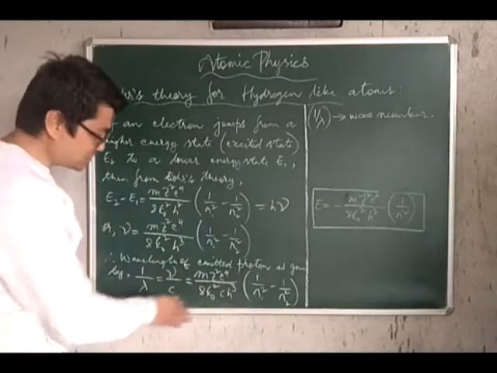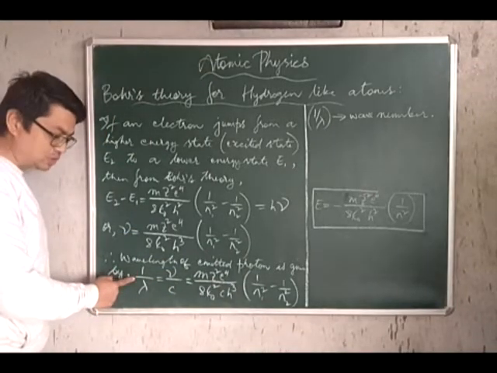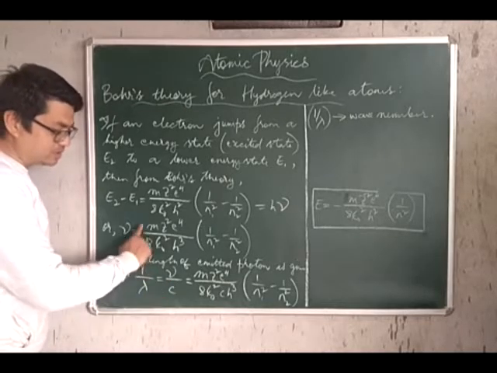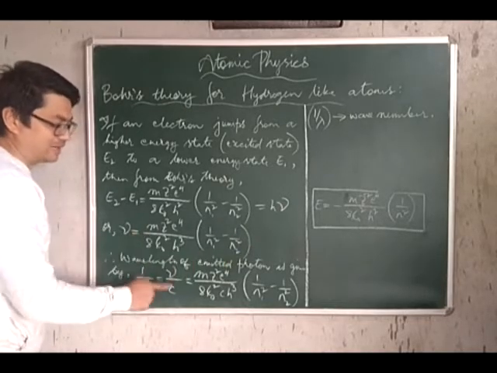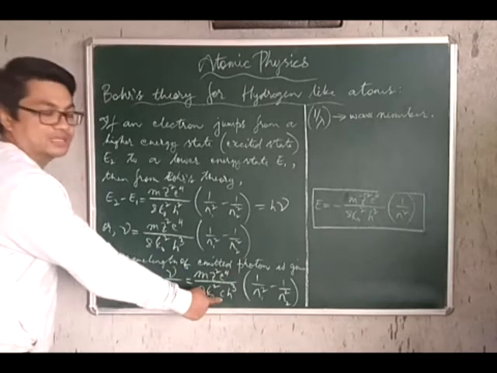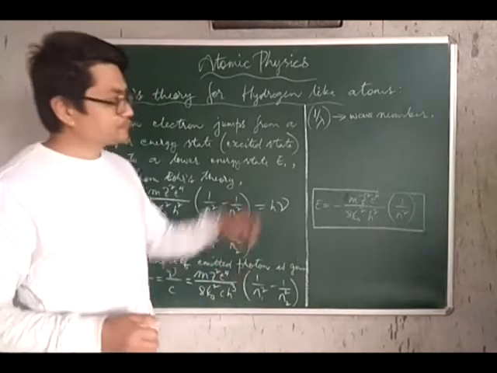So the expression for the wavelength can be written as 1 by lambda. This is the inverse of wavelength, to be more precise. So 1 by lambda is nu by c, which is this whole expression divided by c itself. And thereby we have a c in this expression in the denominator, as you can see. You can work out the mathematics yourself, okay?